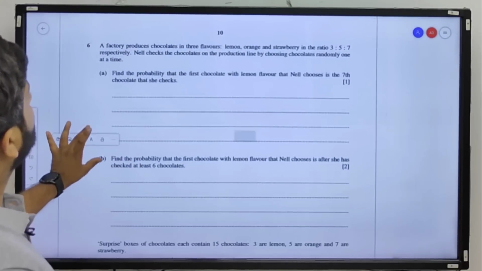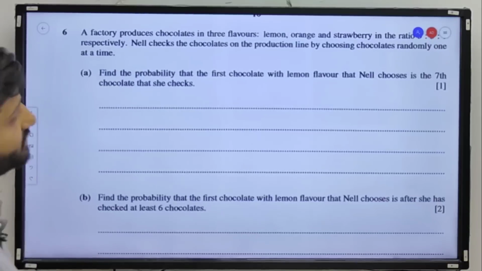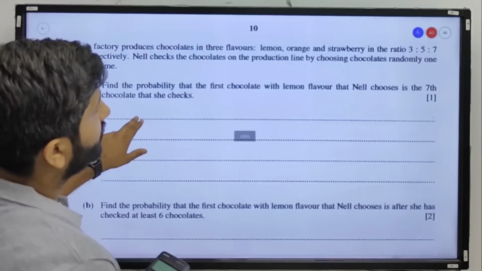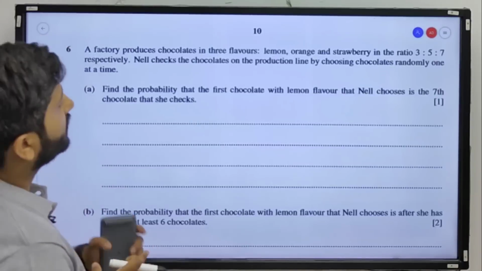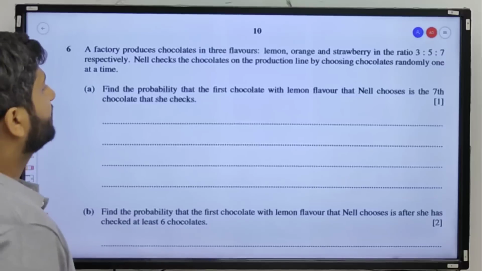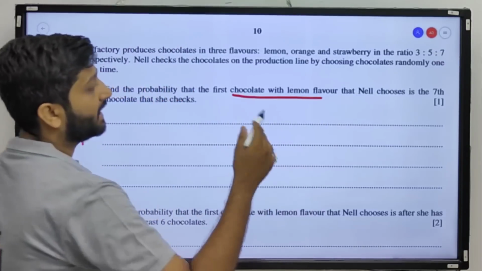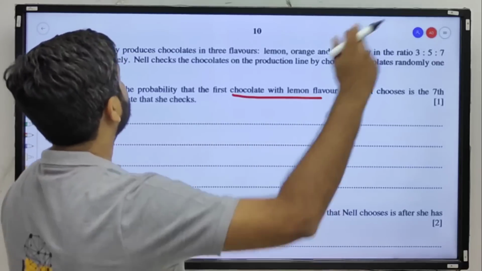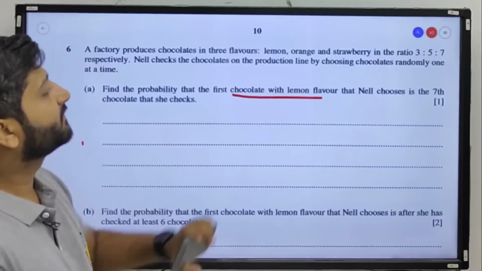A factory produces chocolates in 3 flavors: lemon, orange and strawberry, in the ratio 3:5:7 respectively. Nell checks the chocolates on the production line by choosing chocolates randomly one at a time. Find the probability that the first chocolate with lemon flavor that Nell chooses is the 7th chocolate that she checks. So first let us find out the probability of a lemon flavored chocolate.